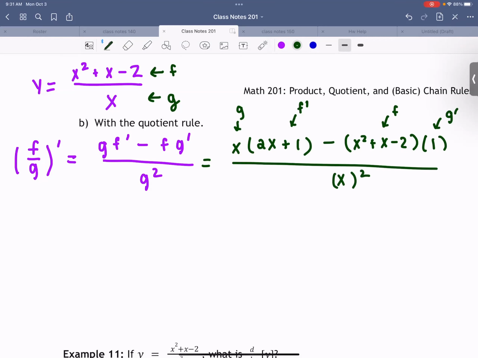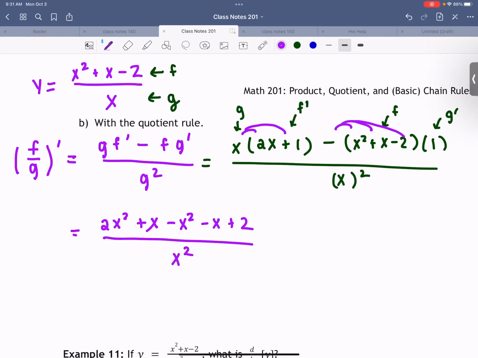Okay. So at this point, this would be okay. Since we have polynomials, let's just clean it up so it looks a little bit nicer and we can compare it to part A. I guess I can FOIL, right? So we're left with 2x squared plus x. And I can FOIL this negative sign over minus x squared minus x plus 2 over x squared.